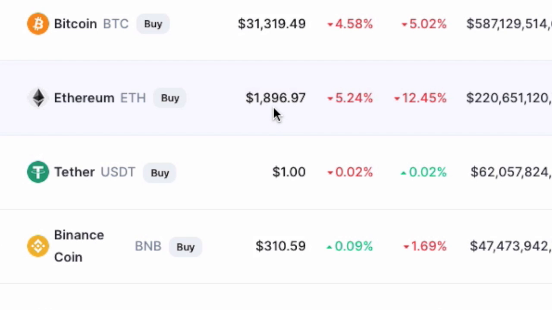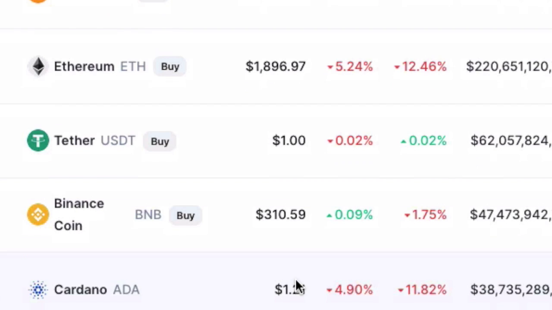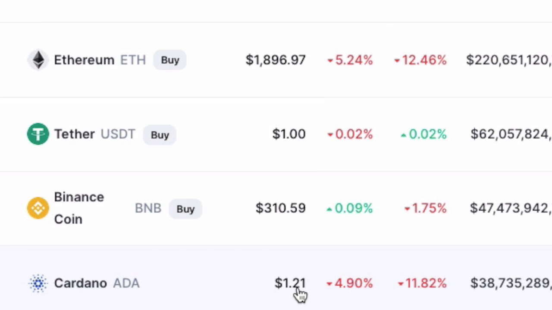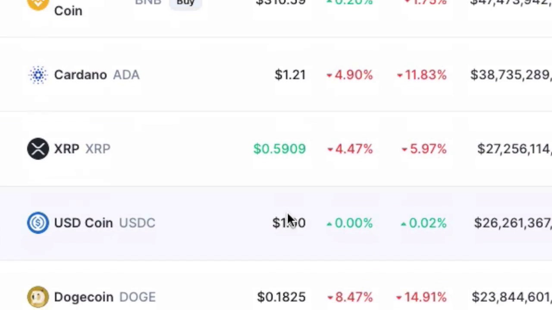Ethereum used to be at 2,400, now it's down to 1,800. Obviously, that's a buy. Cardano used to be at 1.33, it's at $1.21. That's a buy. And again, this was at a new high of around $2.30 at its all-time high in May. Binance Coin, same thing. It was at 600 at one point. Now it's at 310. It's literally cut in half.